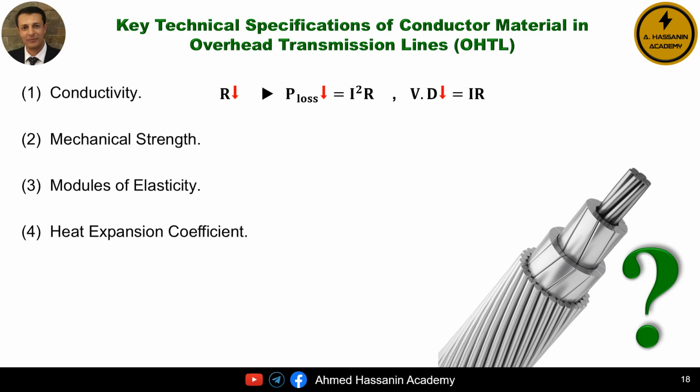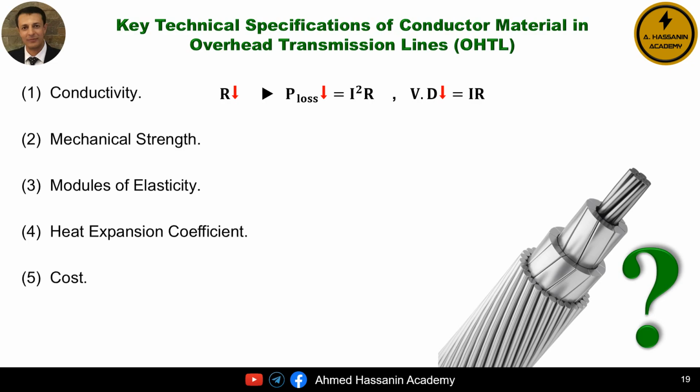Secondly, if the coefficient of thermal expansion is high, then during winter, the conductor will undergo significant contraction. This contraction leads to an increase in tensile stress within the conductors or wires, which may eventually result in breaking of the conductors. Fifth, the cost.